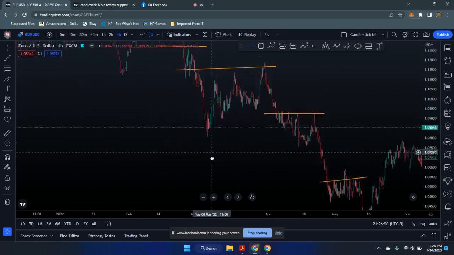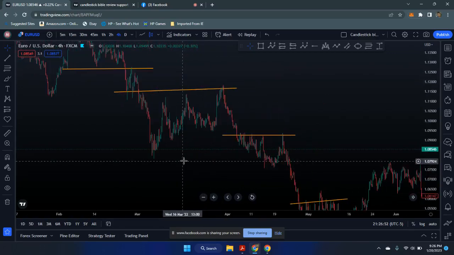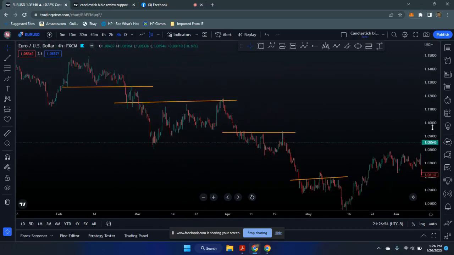So I'm going to label these, and so we have our swing points that we already know.